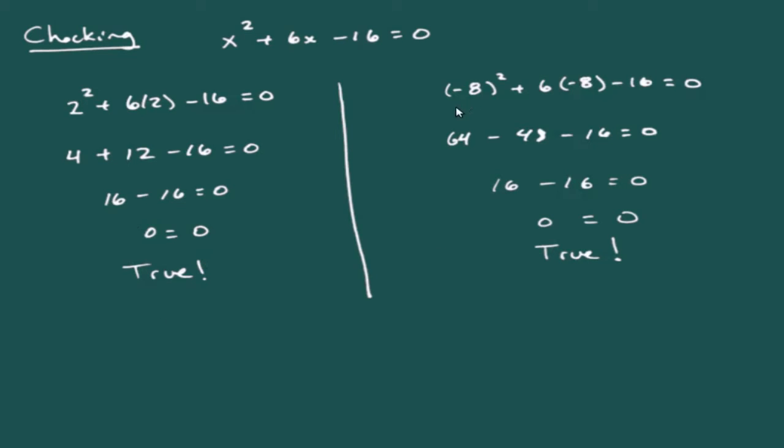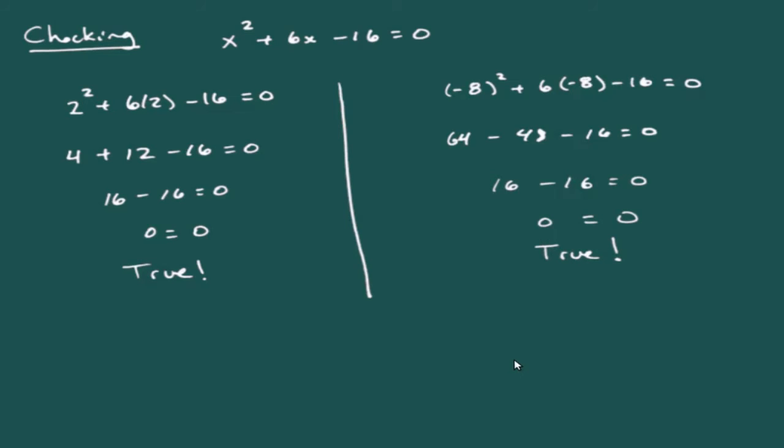If we substitute in negative 8, well, we've got negative 8 squared plus 6 times negative 8 minus 16. Well, negative 8 squared is 64. 6 times negative 8 is negative 48. So we've got 64 minus 48 minus 16. 64 minus 48 is 16. 16 minus 16 gives us 0. And again, we have a solution to our quadratic.